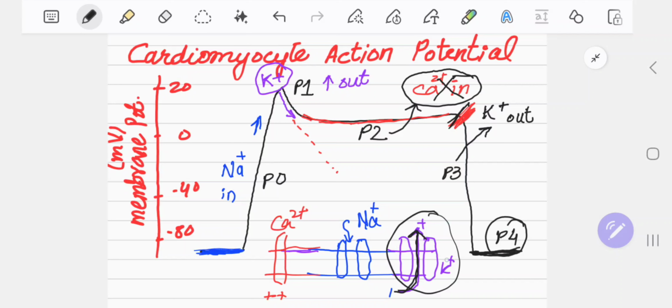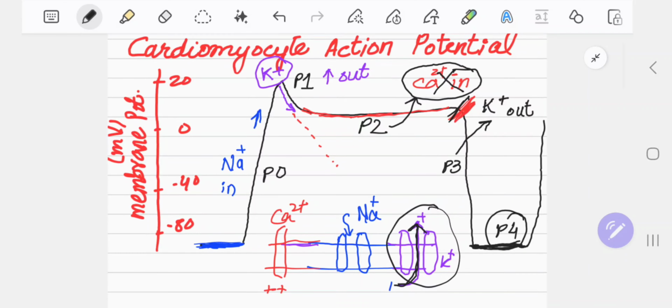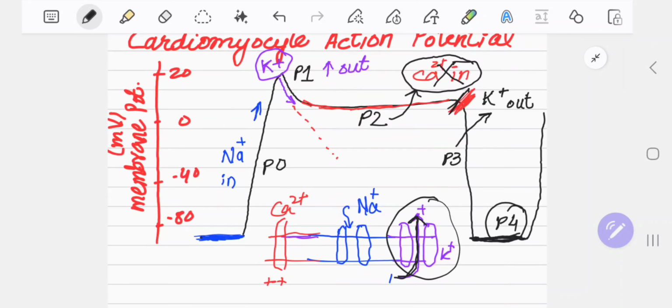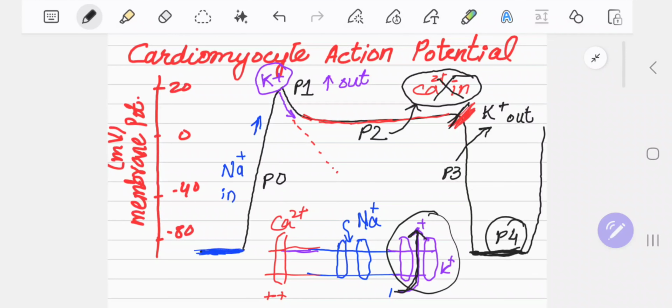After some time, when this phase is over and a new action potential comes, a new signal is generated, it will start increasing up again, and then the same cycle will continue. So this is all about the cardiomyocyte action potential. As a quick reminder, there are 5 different phases: phase 0, phase 1, phase 2, phase 3, and phase 4.